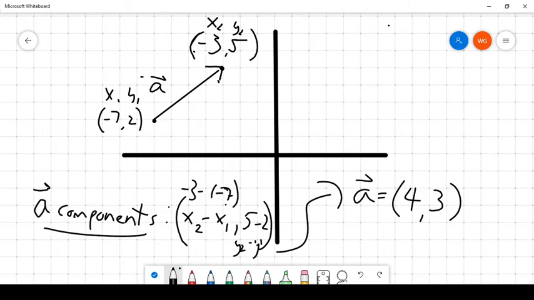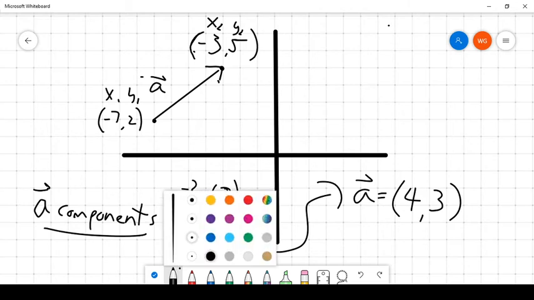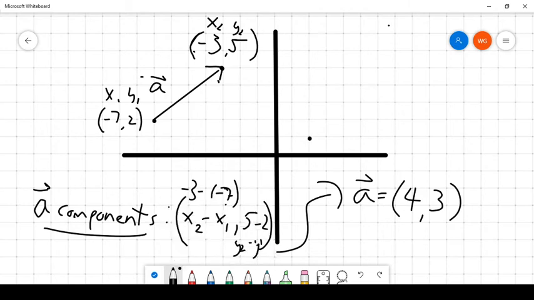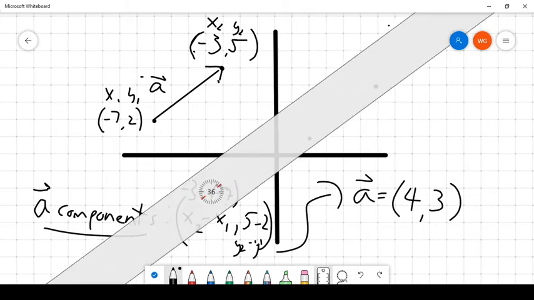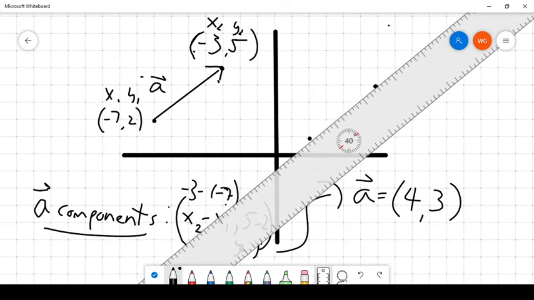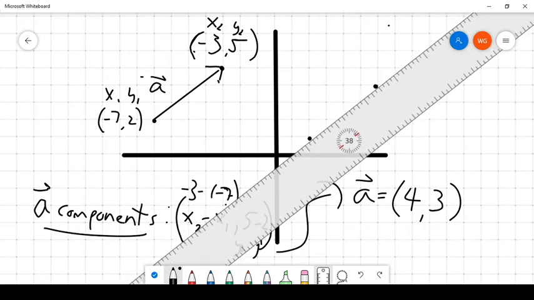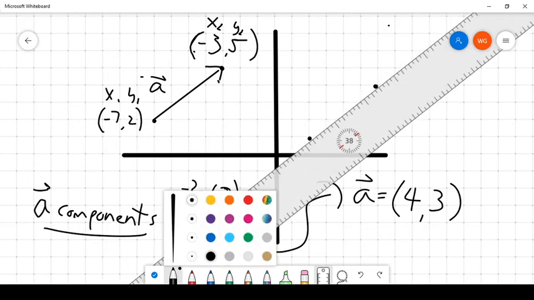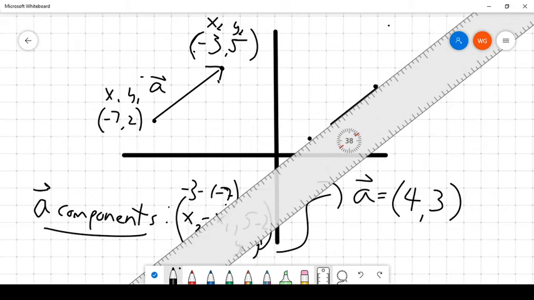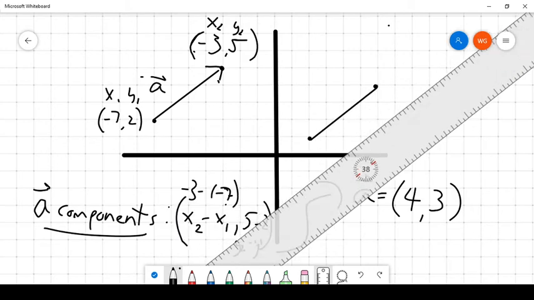So let's say I just start at this point right here, and I go 4 units to the right, so 1, 2, 3, 4, and 3 units up, 1, 2, 3, and draw an arrow there, and then I take out my ruler and connect those 2 points. What I actually have is I have a vector whose components match that of vector A.